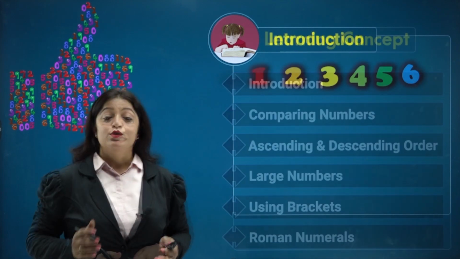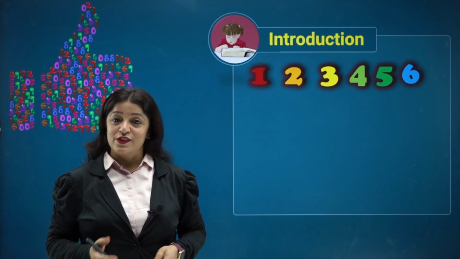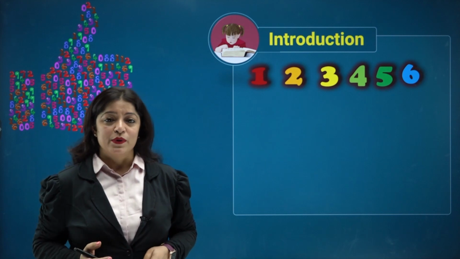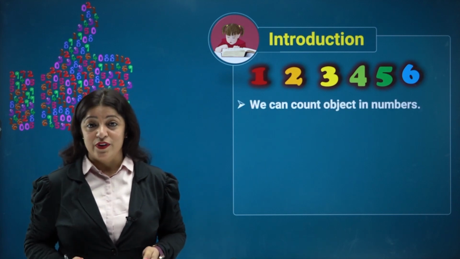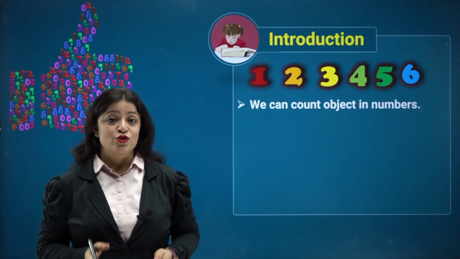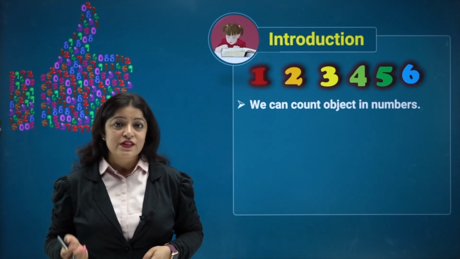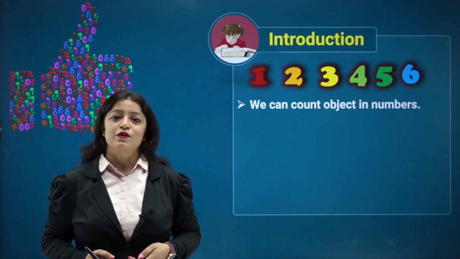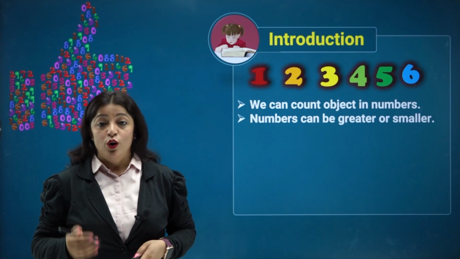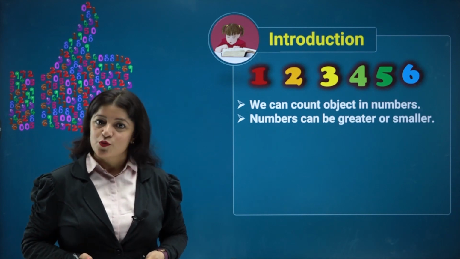So let us begin. When you look at the numbers 1, 2, 3, 4, 5, 6 and so on, we can see that we can count these numbers. These are actually the numbers, right? And these counting numbers are also called natural numbers. So we can count the objects in various numbers. If any set of objects is kept in front of you, you can count how many of them are there. Also, some numbers may be greater and some numbers may be smaller.